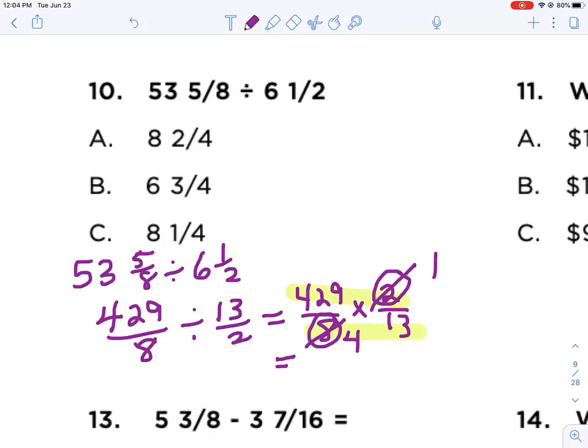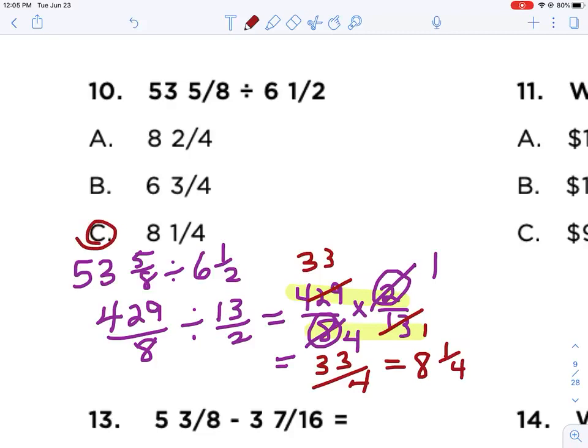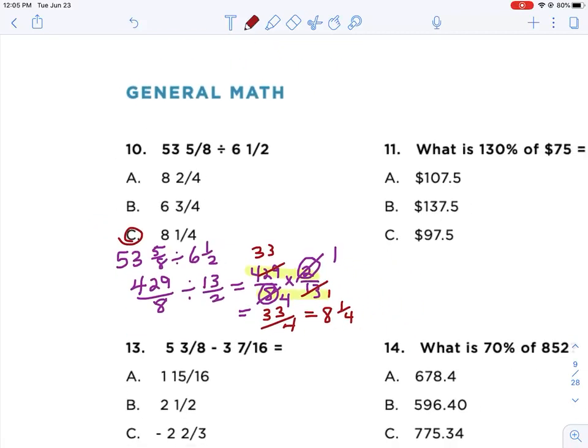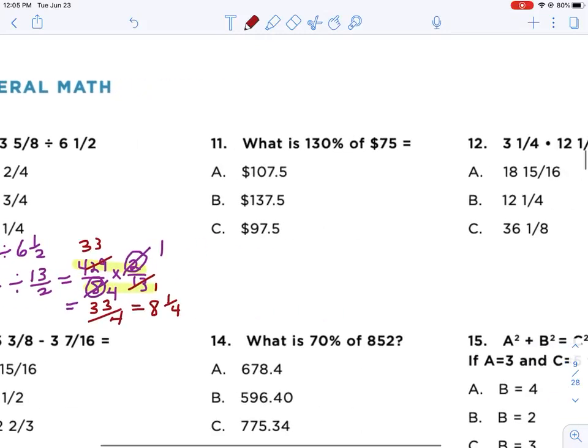Now, what's kind of an interesting fact is 13 does go into 429. We can do the same trick there. That goes into 429 33 times. So we end up getting 33 times 1, which is 33, and 4 times 1, which is 4, and 33 fours. Since 4 goes into 33 8 times with 1 left over, our answer is C. There's a little fraction review for you.